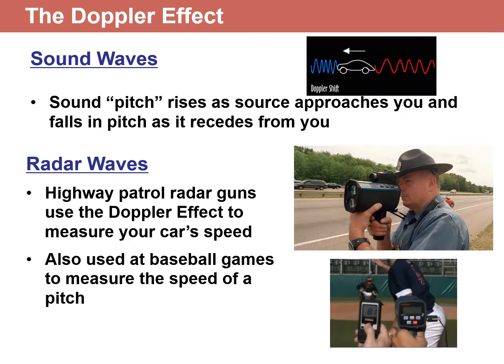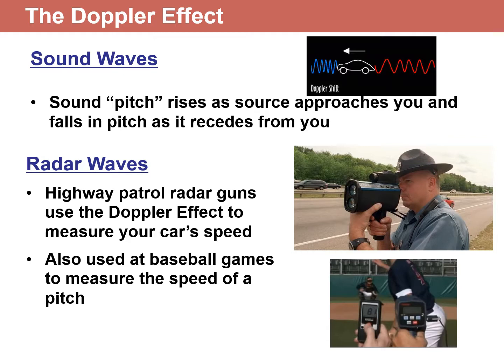If it's used behind home plate, what happens is the radar gun is aimed at the pitcher, and as he throws the baseball to you, the radio waves bounce off the baseball and get compressed. They go to a shorter wavelength. And that's how they determine the speed of the ball.